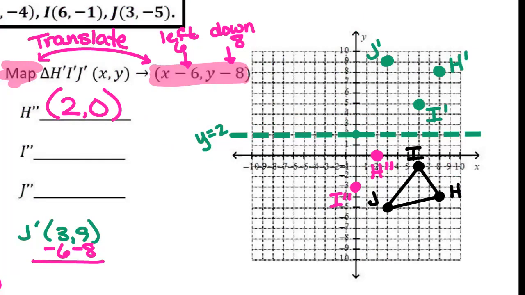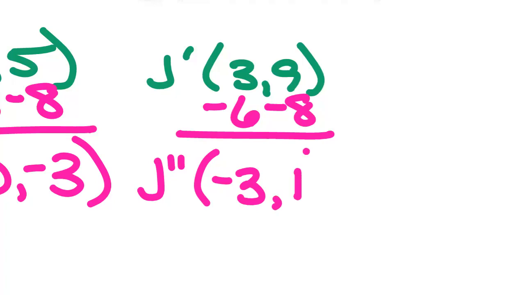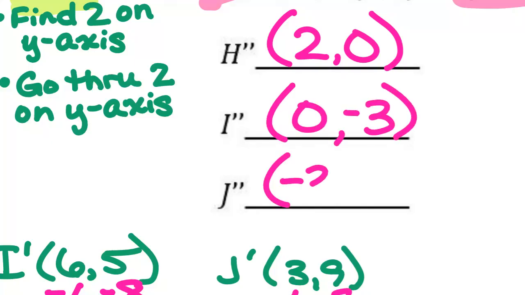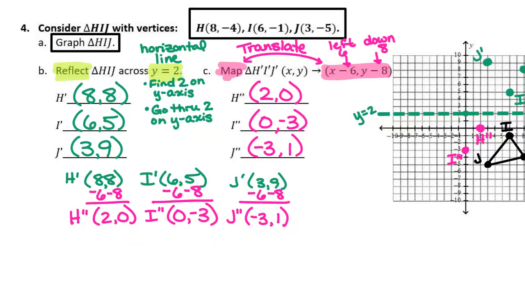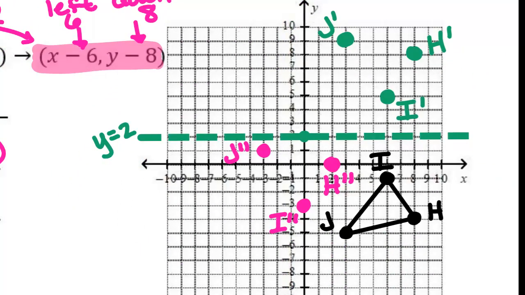I double prime. And then the last one, we need J double prime. What is 3 minus 6? Negative 3. And 9 minus 8? So negative 3, 1. Negative 3, 1 would be right here. There's my J double prime, and then I grab my straight edge and connect those points to make the translated triangle.